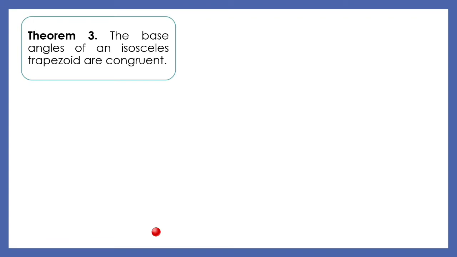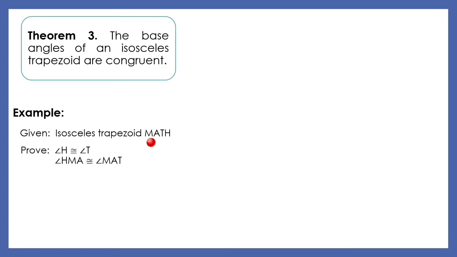This is the first theorem on isosceles trapezoid. The base angles of an isosceles trapezoid are congruent. To prove, let us have an example. We have the given isosceles trapezoid MATH. We will prove that angle H is congruent to angle T and angle HMA is congruent to angle MAT.